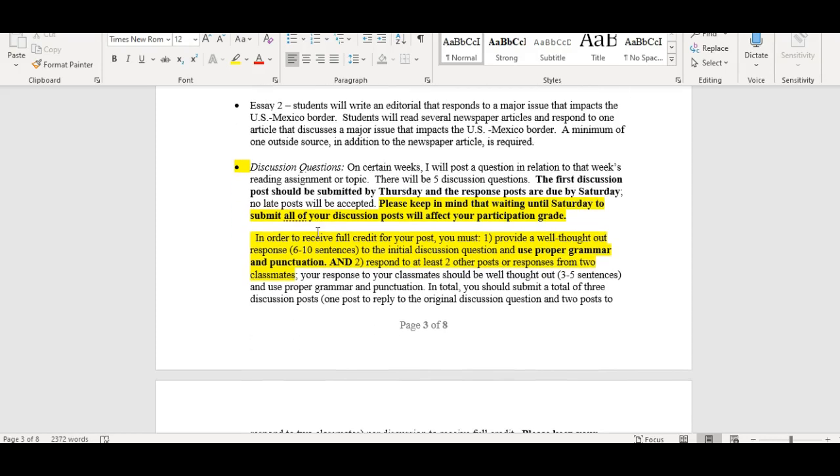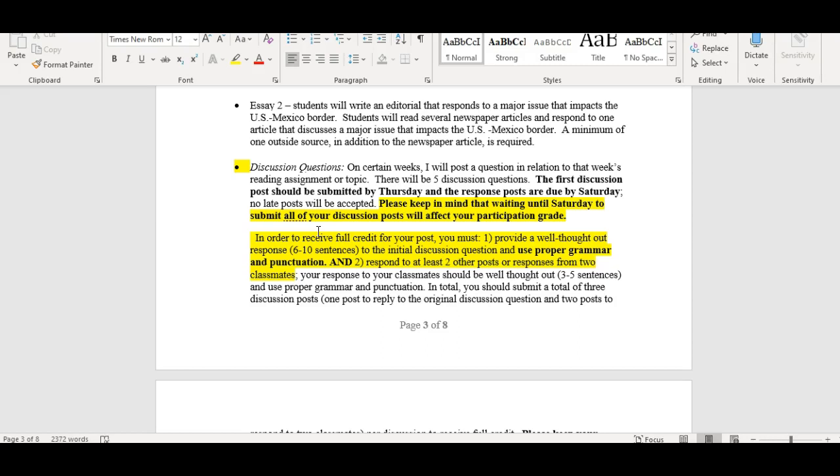Okay, so now we come to the discussion questions. For the discussion questions, again, we only have 5, but you have to reply to 2 classmates, so they are each worth 20 points. By that I mean that each discussion question is worth 20 points. So basically, I will post a discussion question and you have to reply to that question by Thursday. Now, obviously, we don't have a discussion post every single week, so there are times where you can get ahead and answer your post way before the week that it's due. But in any case, the first discussion post should be submitted by Thursday.